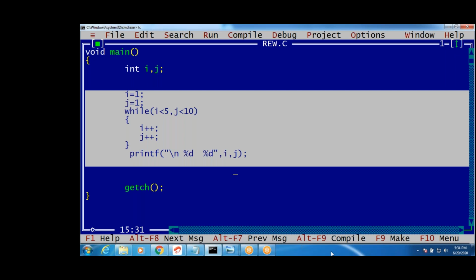Yeah, Basha, which condition does it take? i less than 5, or j less than 10, or both? 10 10. Yeah, Naveen, 4 and 9. Why, Naveen? i 4 times, j 9 times will execute. Is it possible? i increments 4 times, j 9 times. Which condition does it take? Is the comma an operator or a separator?